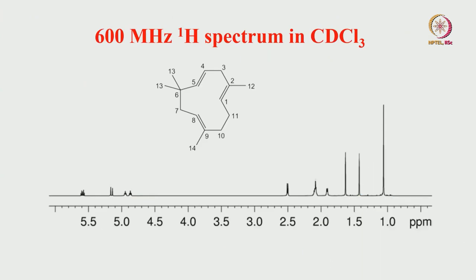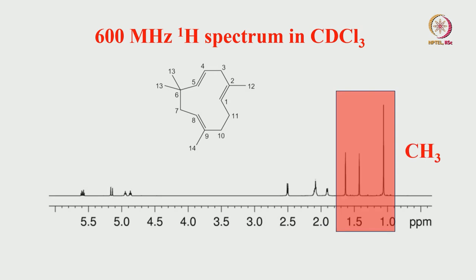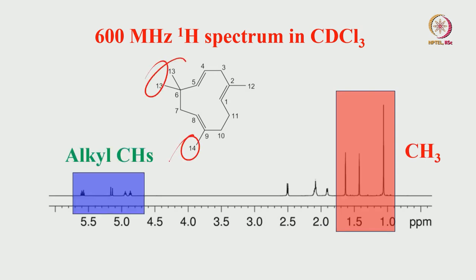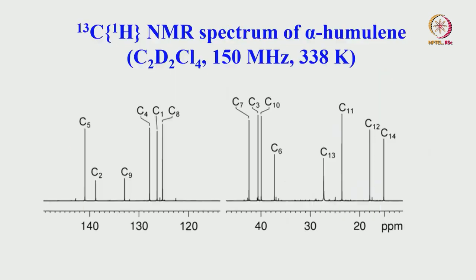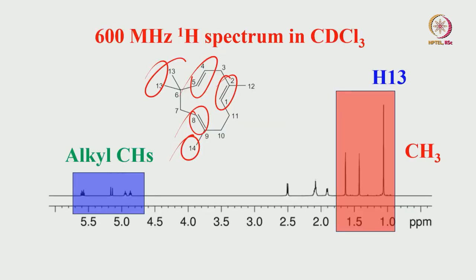We will go next to another molecule. This is called humulene. We can quickly go through this. This is the proton spectrum. There are 3 CH3s here, 1, 2 and 3. These are all alkyl CHs. We have many CHs there. And that is H13. And carbon-13 NMR, of course, this is what we could make a rough estimate. And many of these things we do not know. We have to start making the assignment.